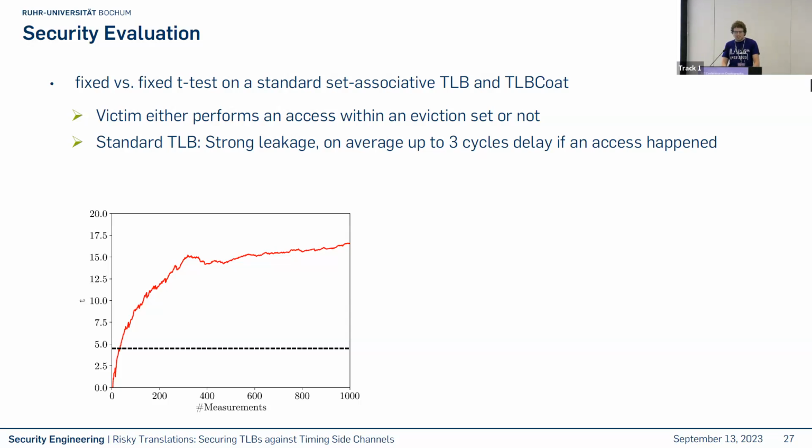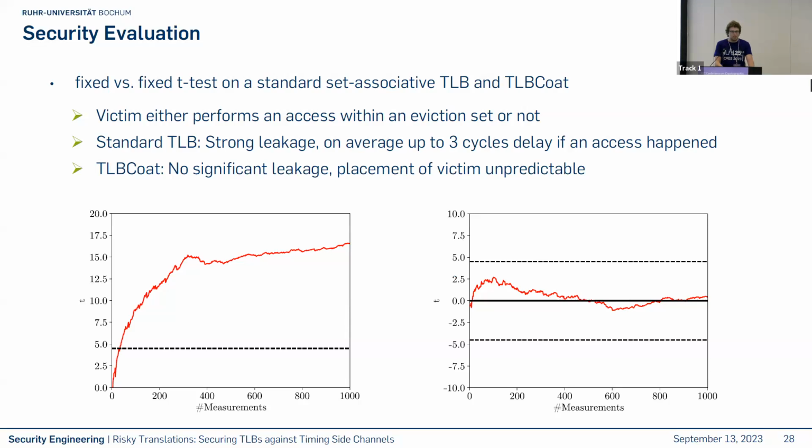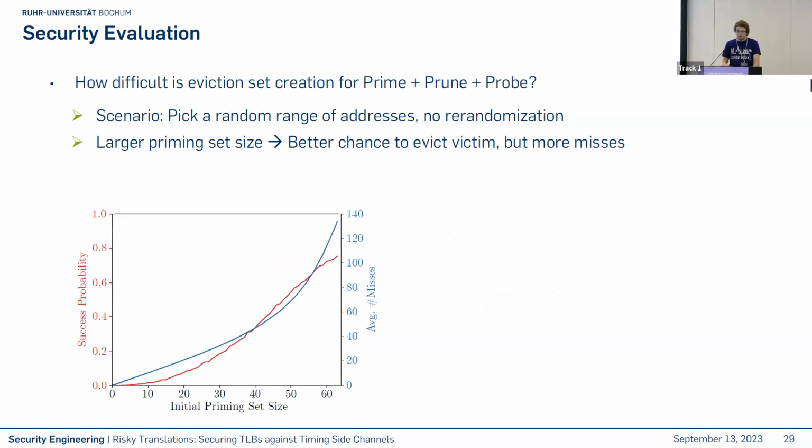And basically, for a standard TLB, we confirmed the results from Grass et al., which was not so surprising. As you can see in the graph, we quickly rise above the threshold of 4.5, which usually indicates leakage. However, when we apply TLB-Code, we never reach such significant leakage, just because the placement of the victim becomes unpredictable. Even if you have an eviction set at the beginning, it will fall apart because of the re-randomization kicking in.